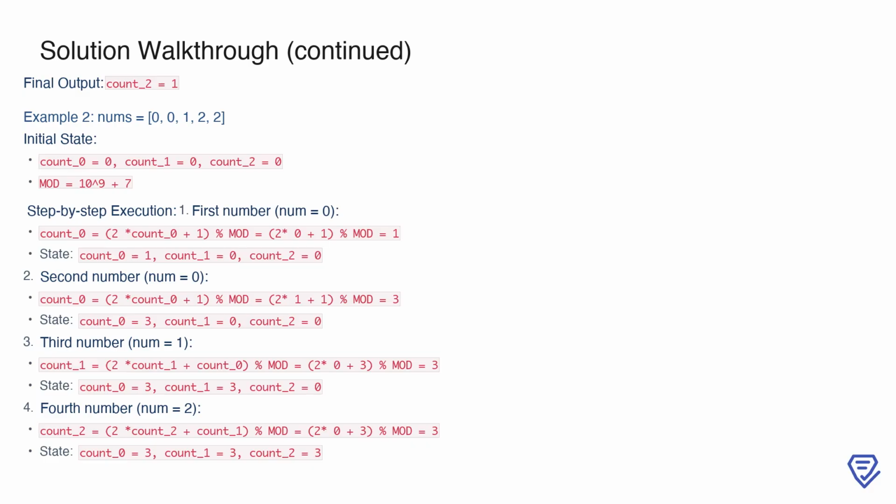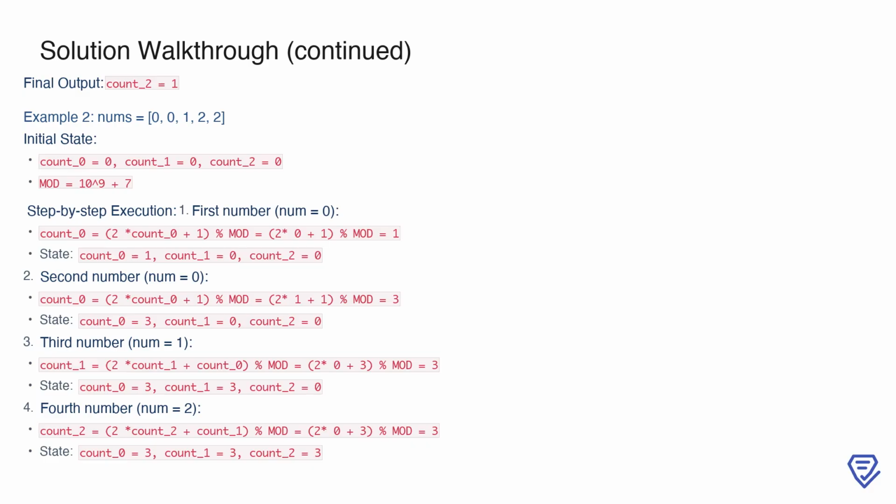The first number is 0, so we calculate count_0 equals 2 * count_0 + 1 % mod, resulting in count_0 being updated to 1. When we encounter another 0, we repeat the same calculation, but now with the updated value of count_0. This gives us count_0 equals 3.